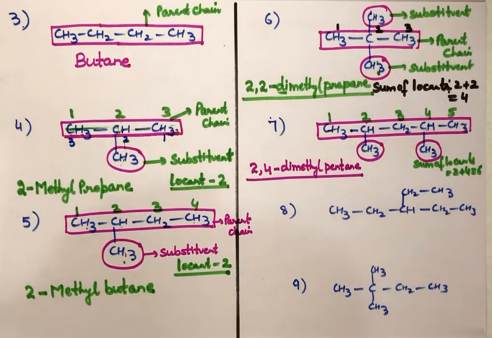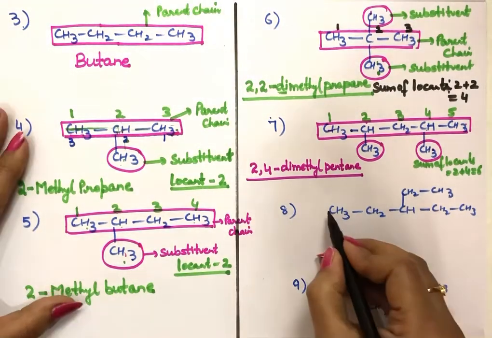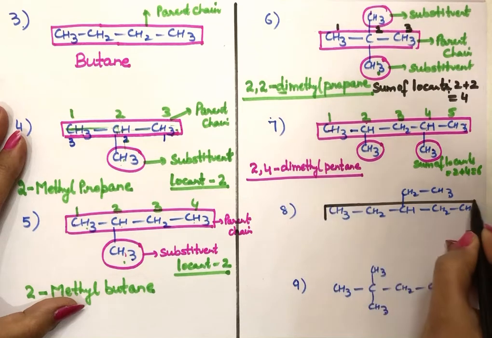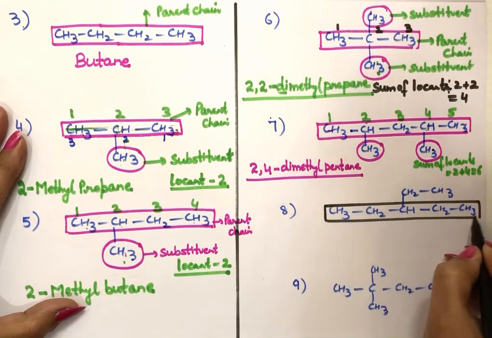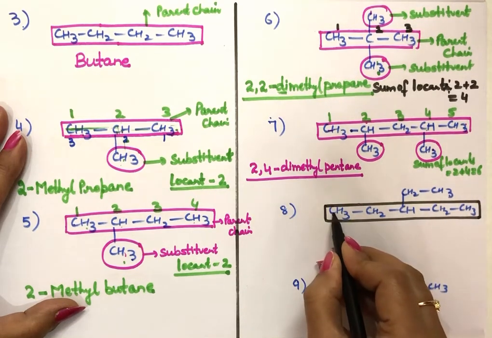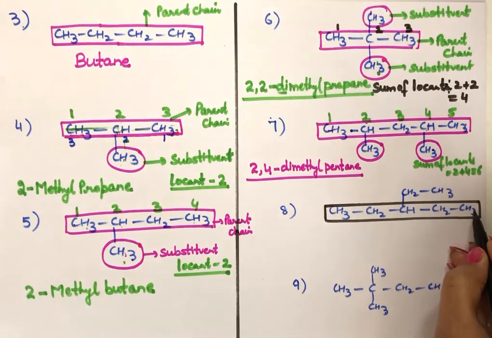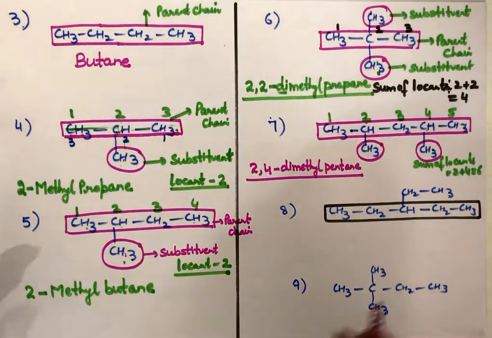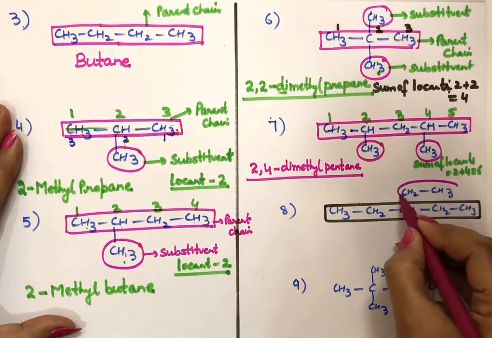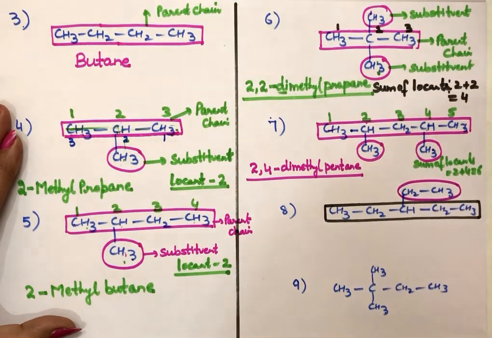Moving on to the next example. Even in this, there is a parent chain having 5 carbon atoms. We can take this also as a parent chain. This also has 5 carbon atoms. Or this also has 5 carbon atoms. So there are 5 carbon atoms maximum in a parent chain. I'm taking the straight one as the parent chain. So this one will be a substituent.